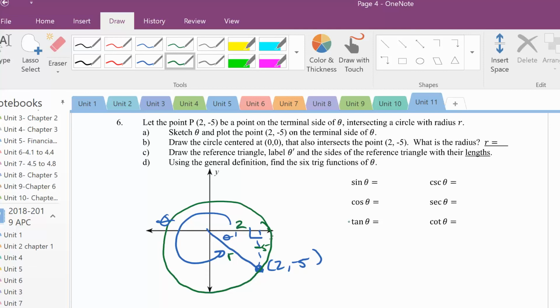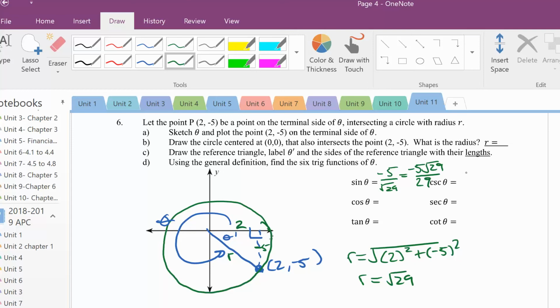So the sine of theta is going to be the Y over R, so -5 over R, and remember R is equal to the square root of 2 squared plus -5 squared. So R is equal to rad 29. So it's equal to -5 over rad 29, which is -5 rad 29 over 29.